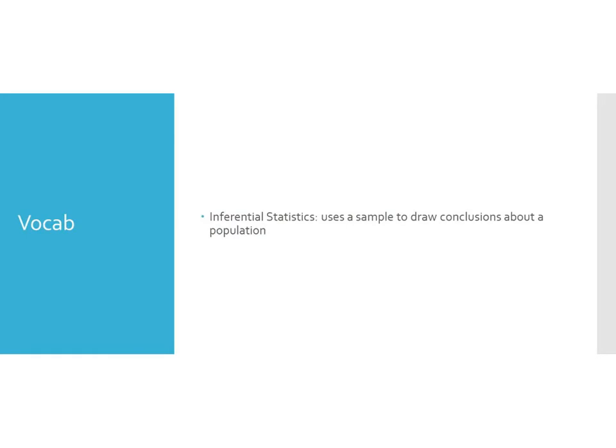Up next, we're going to talk about inferential statistics, which uses a sample to draw conclusions about a population. So kind of what we were just doing there, but we're going to draw conclusions about the larger population.